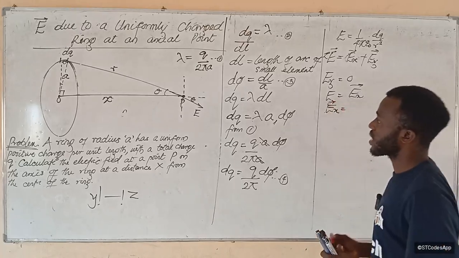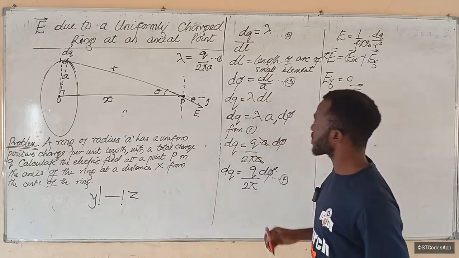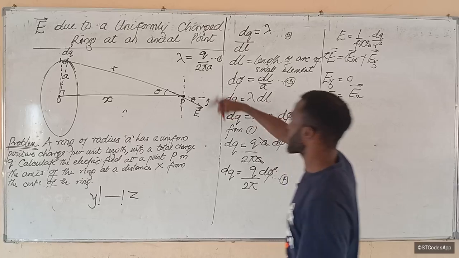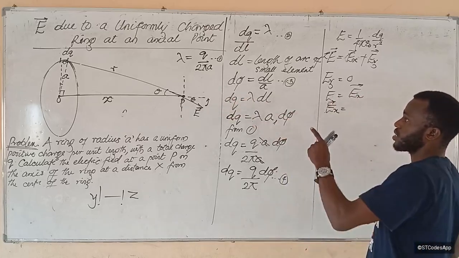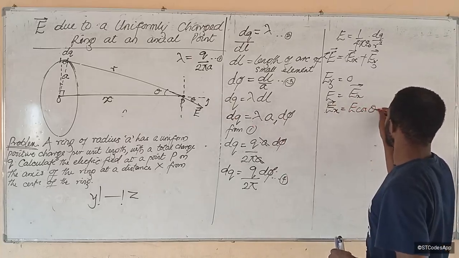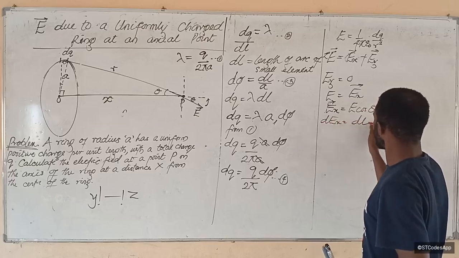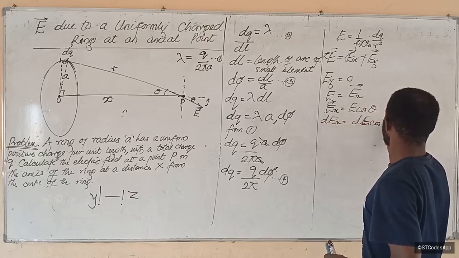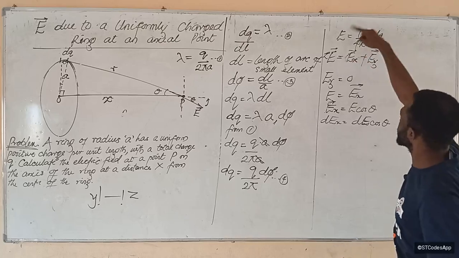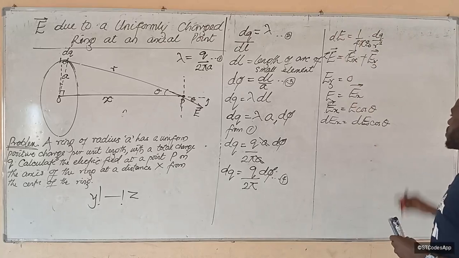So E sub x component is equal to, now how do we get the x component? We're going to resolve this to the x-axis. And when you resolve it, it's going to be closing this angle, right? Our E vector will be closing that angle. That becomes E cos theta. So dE sub x is equal to dE cos theta. Okay? And dE is already this, right?